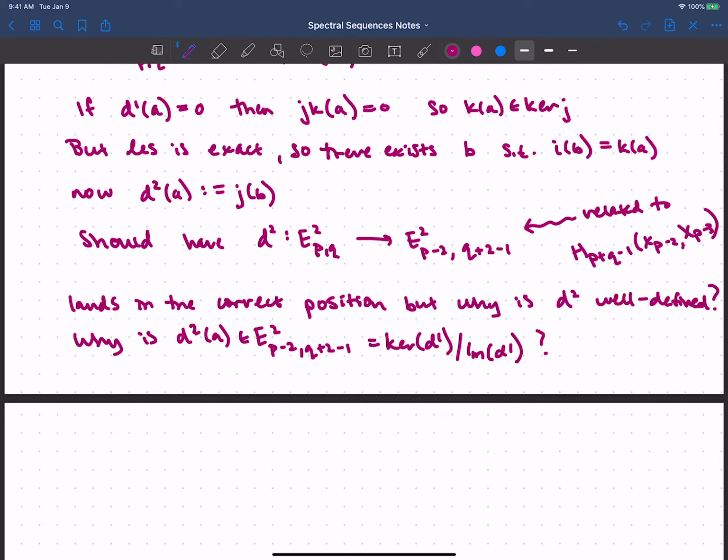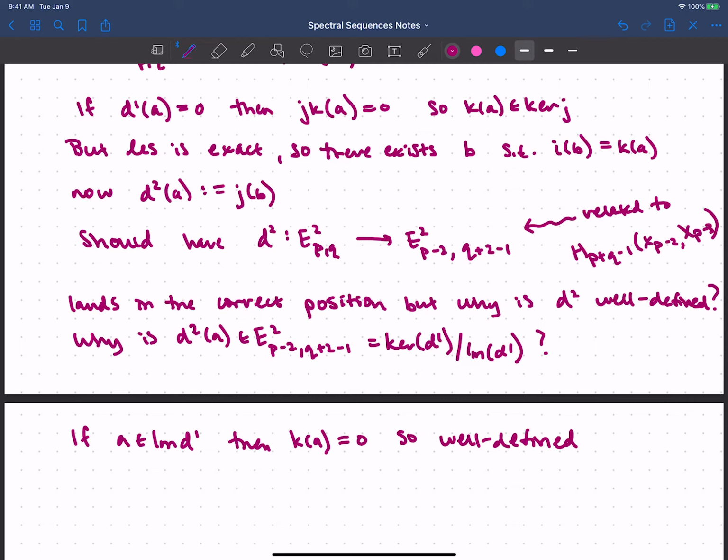Okay, maybe let's start here. If we take this A to be in the image of D1, then I claim that K applied to it is 0. And so when we do this whole lifting game to find D2, well, we're just going to have K of A is 0. We can choose 0 to be our lift for B, right? We need some lift of it. Well, 0 maps to 0. And so then J of 0 will be 0, and that will be fine. So I claim that this tells us it's well-defined.